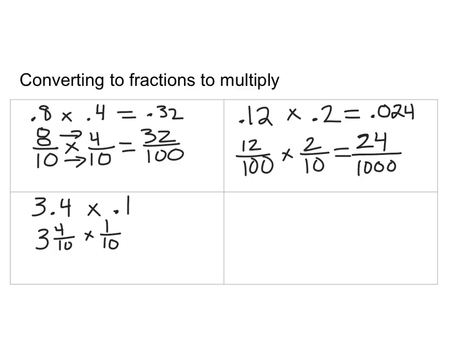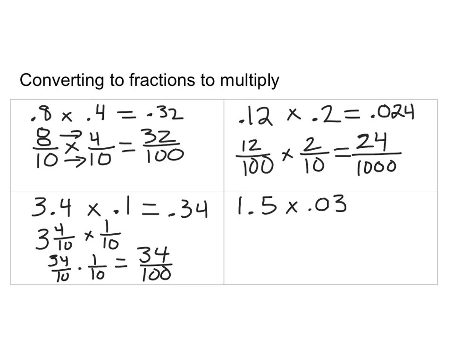But then, how do we multiply a mixed number? Well, we have to convert it. So this becomes 34/10 times 1/10, which gives us 34 100ths. Did you get 0.34 as your final answer, or 34 hundredths?